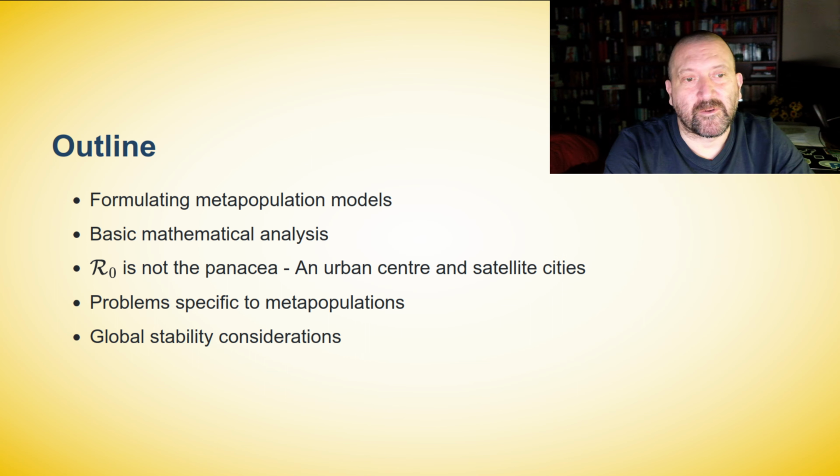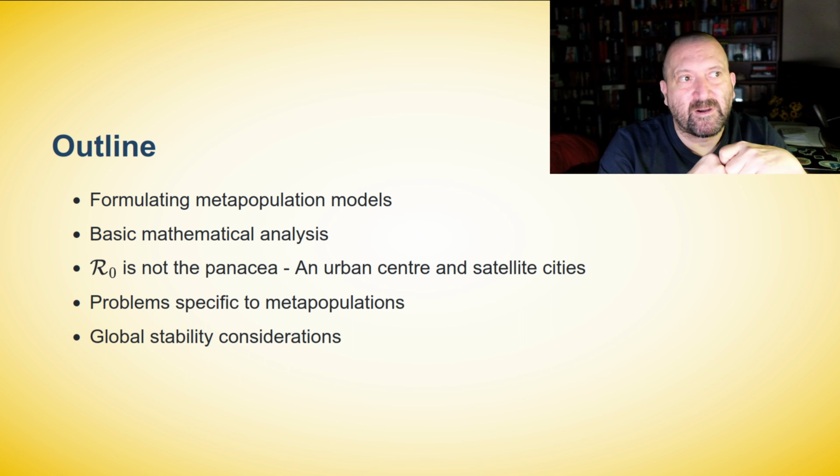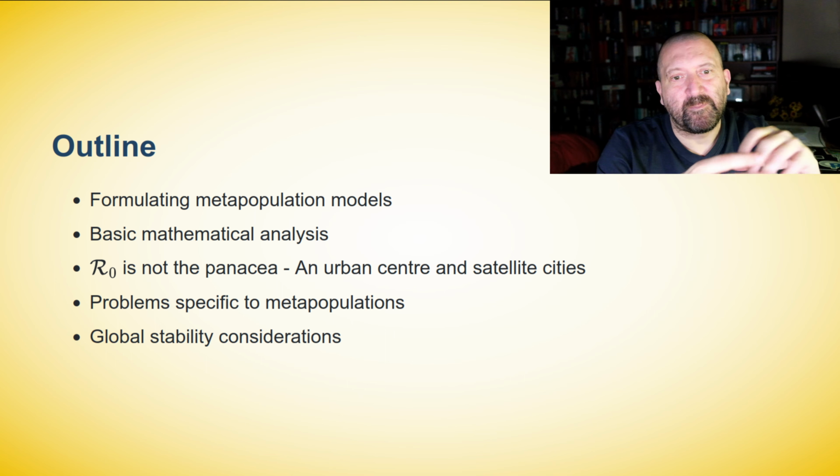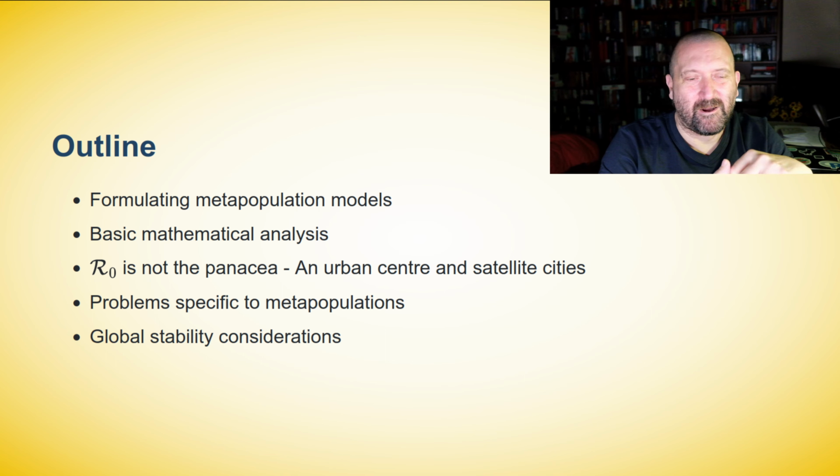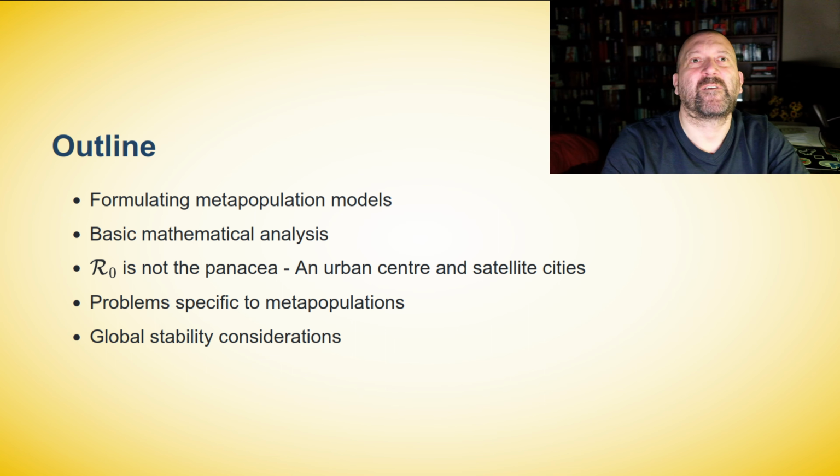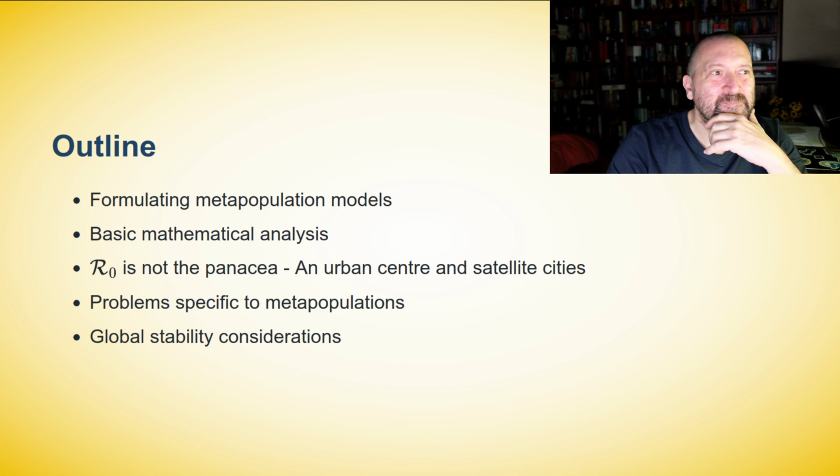The first aspect we're going to look at is how you formulate metapopulation models, and then how to conduct a basic mathematical analysis of these models. I will then point out through an example that computing R0 is not the only thing, that there are limitations as to what R0 can tell you about some of the models. I'll spend a little time discussing problems that I think are specific to metapopulations, and then talk a little bit about global asymptotic stability considerations, just to show again that it's possible to do it, with always the caveat that I discussed before, that you have to know whether you want to do it or not.